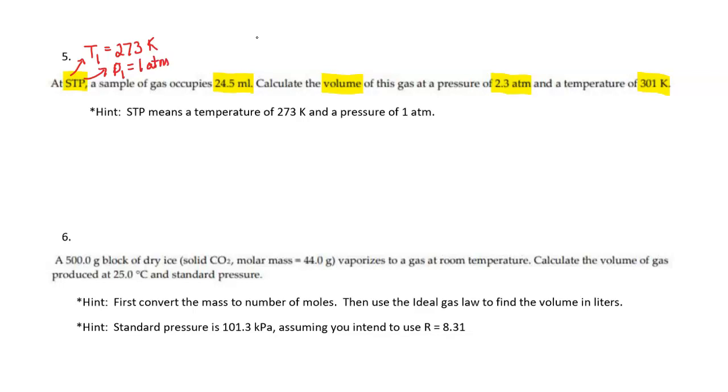The 24.5 milliliters is a volume. Later on, it says calculate the volume. So that's a second mention of volume. It gives us another pressure, and it gives us another temperature. Okay, paying attention to what variables we've identified, I think we need the combined gas law.